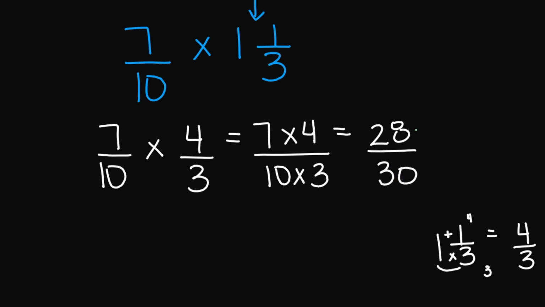And I'm going to go ahead and simplify my answer because the number 2 goes into both 28 and 30. So 2 goes into 28 14 times, and 2 goes into 30 15 times. So your final answer is 14 over 15.